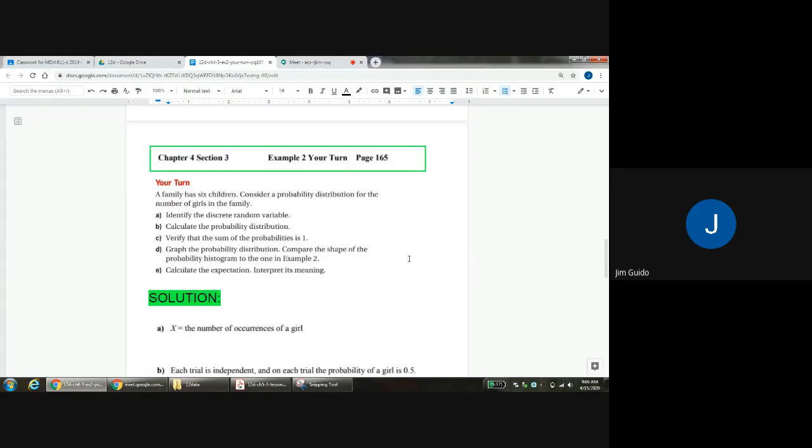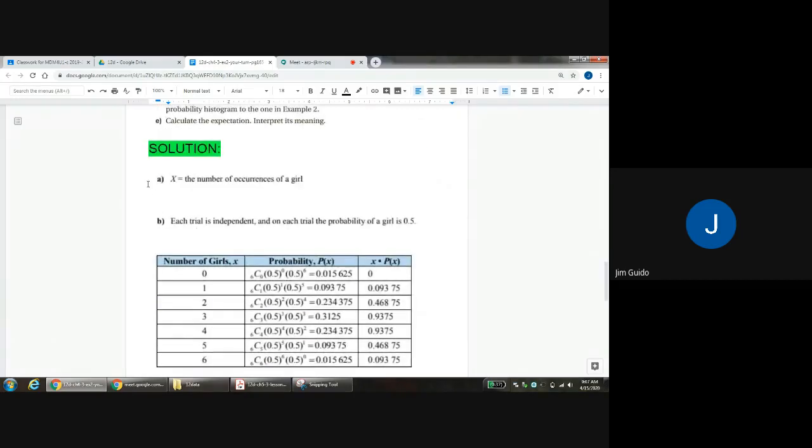This is example 2, your turn. If you're using the McGraw-Hill Nelson textbook, it's page 165, and it is as follows. A family has 6 children. Consider a probability distribution for the number of girls in the family, and then answer the following questions. So A, identify the discrete random variable. That is the number of occurrences of a girl in this family.